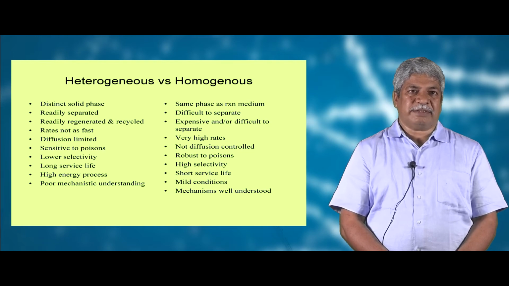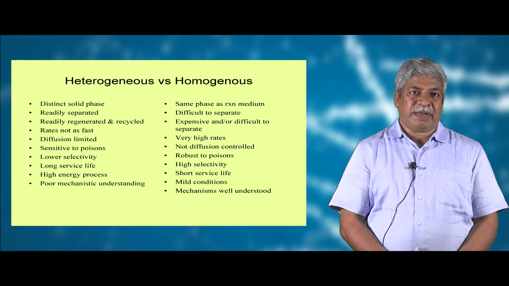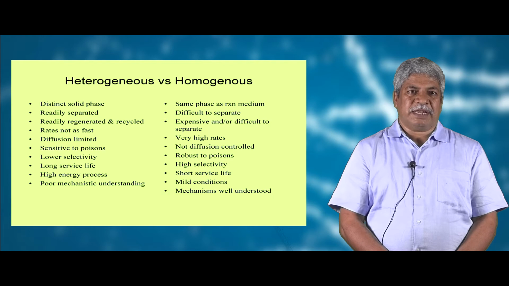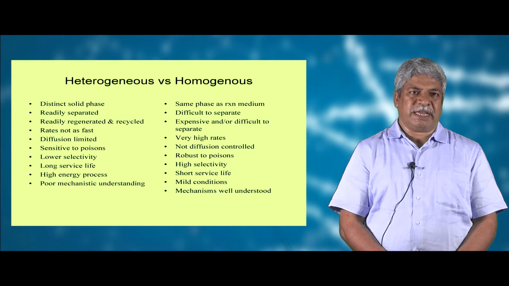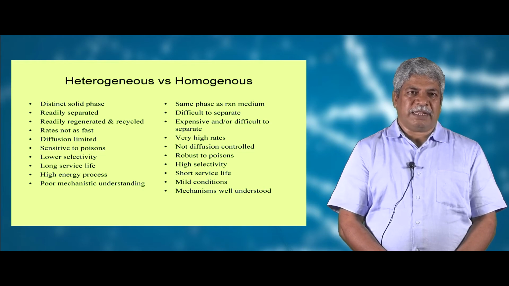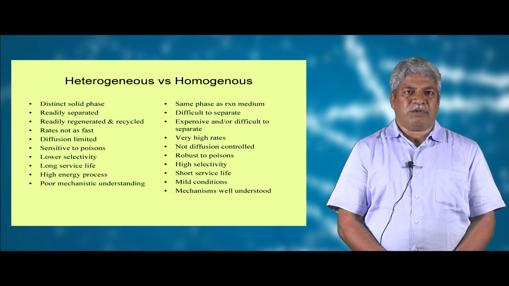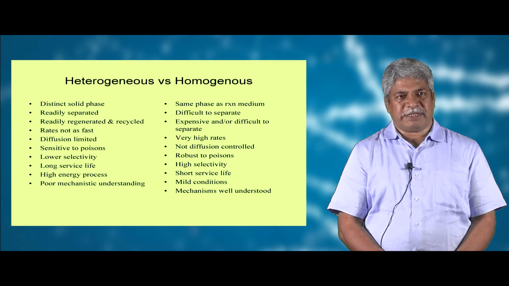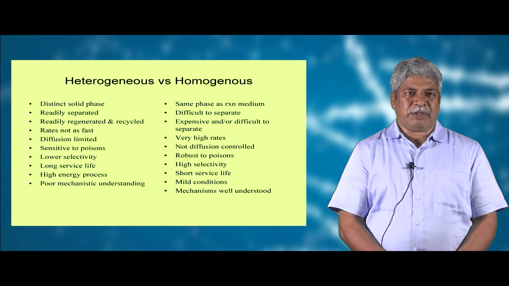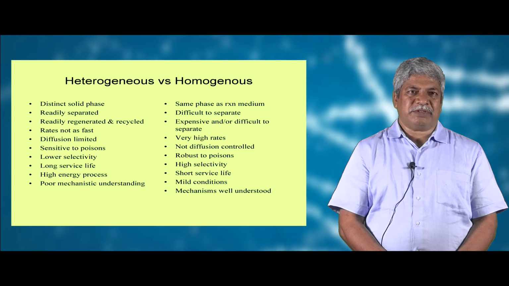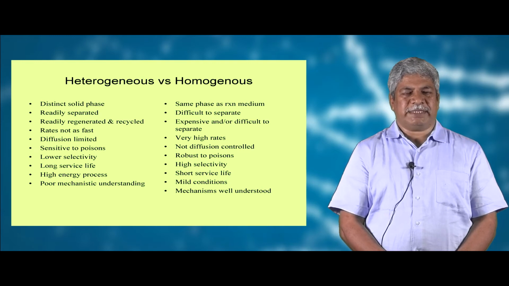Lower selectivity is observed in heterogeneous catalysis, but in homogeneous catalysis, it is of high selectivity. Here in heterogeneous catalysis, the catalyst has a long service life, but the catalyst is of short service life in homogeneous catalysis. The heterogeneous catalysis is a high energy process, whereas the homogeneous catalysis is a mild process. And with respect to the mechanisms, poor mechanism understanding is there with respect to heterogeneous catalysis, whereas the mechanism is fully well understood in the case of homogeneous catalysis.